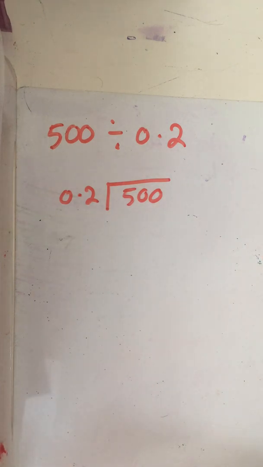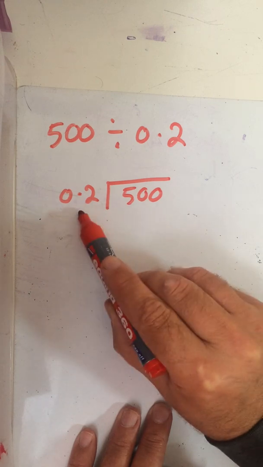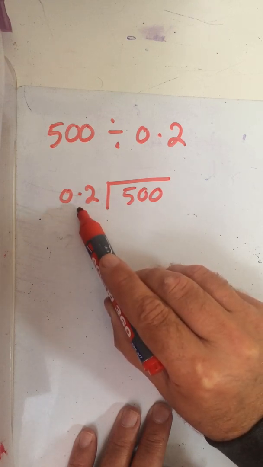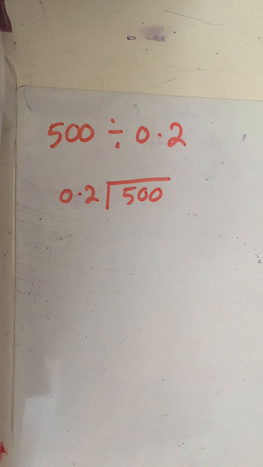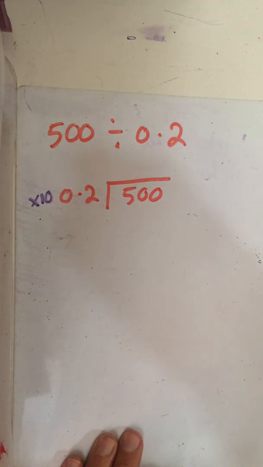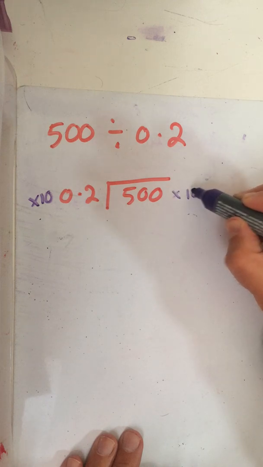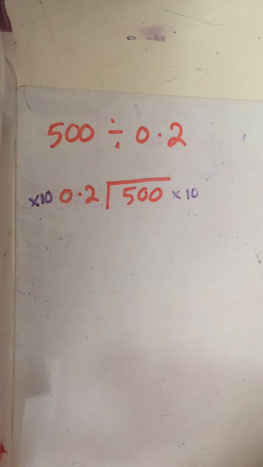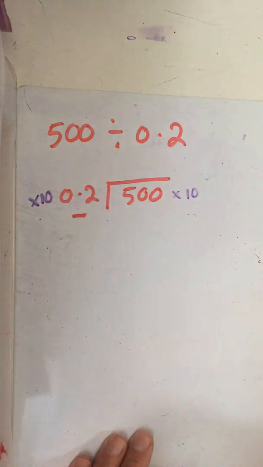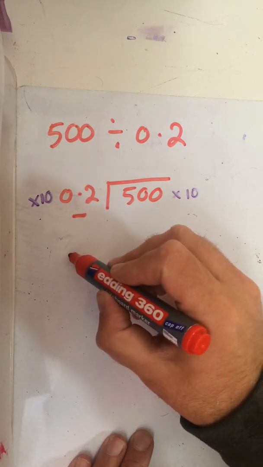Now the key here is the number outside the bus stop. It must become a whole number. We must turn that into a whole number. To turn that into a whole number, we have to times it by 10. And if we times the number outside by 10, we have to times the number inside by 10. So I'm going to times 0.2 times 10, which gives me 2.